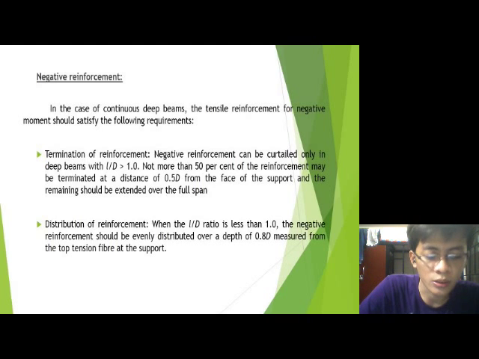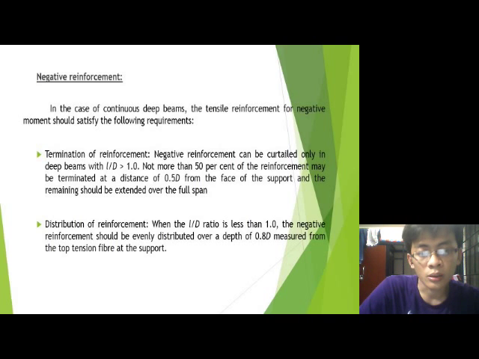In the case of continuous deep beams, not only positive but also negative reinforcements are provided, and this negative reinforcement should satisfy the following requirements. Termination of reinforcement. Negative reinforcement can be curtailed only in deep beams with length to depth ratio more than 1.0. Not more than 50% of the reinforcement may be terminated at a distance of 0.5 times depth from the face of the support, and the remaining should be extended over the full span. We will see this in the next figure. The distribution of reinforcement.